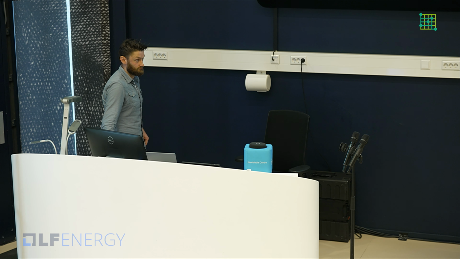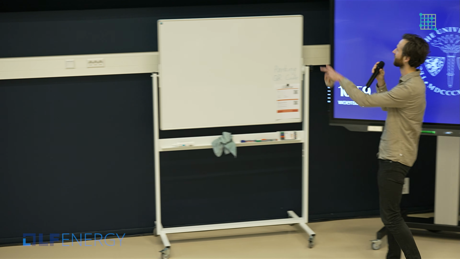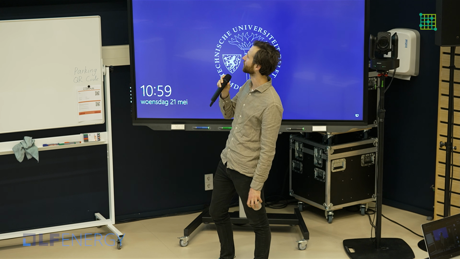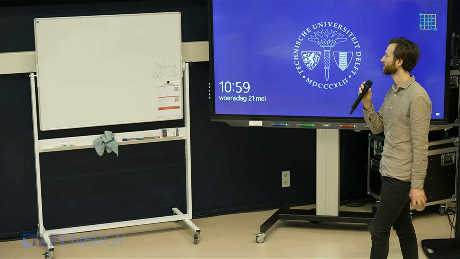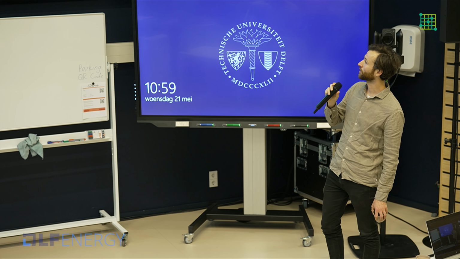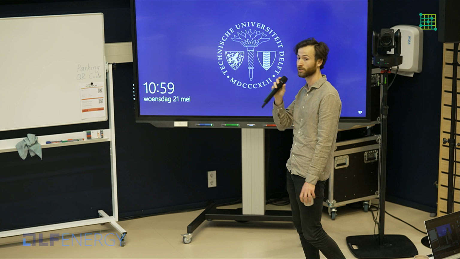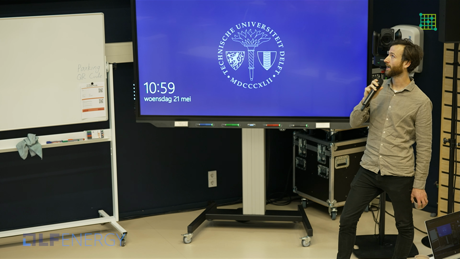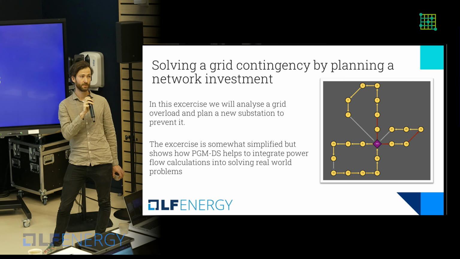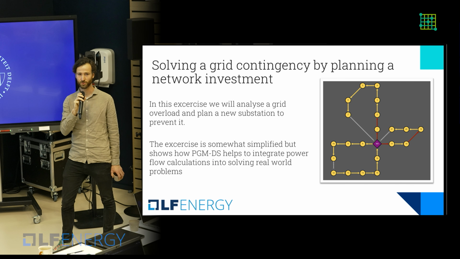So for the next exercise, we're actually going to have some fun with a real network. We're going to analyze a network we have created for you. It's, of course, still a little bit of a dummy network, but it will suffice to show you how Power Grid Model DS works. You'll go through analyzing where the overloads in this network are, and actually try to solve them by adding a substation to the network and connecting the overloaded parts of the network to that.